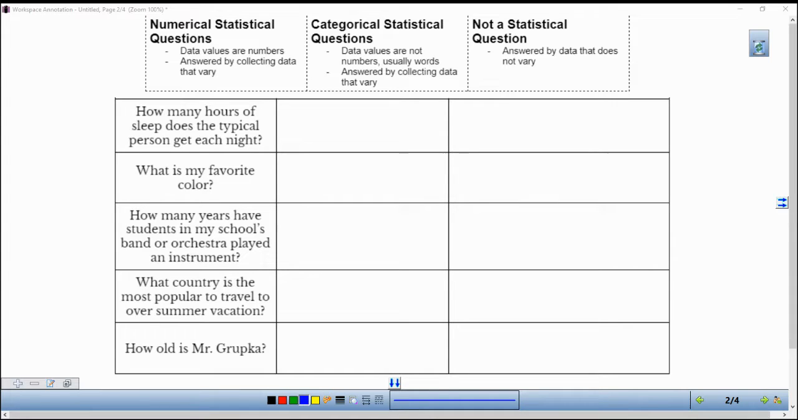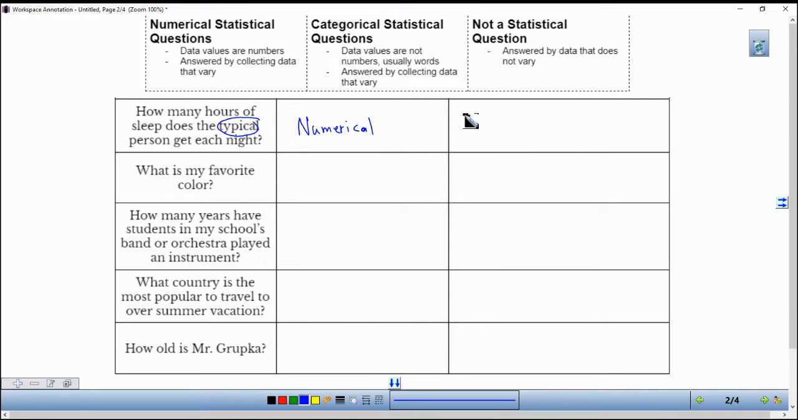How many hours of sleep does the typical person get? So this word typical, that's a key word. If you see that word typical, it's not always statistical, but that's one of the key words that sometimes these questions will have in them to indicate that it is statistical. You'd be gathering numbers because that's hours. Hours would be a numerical value. If you ask different people, each person might have a different number for the number of hours that they sleep. So numerical. Who would you ask?